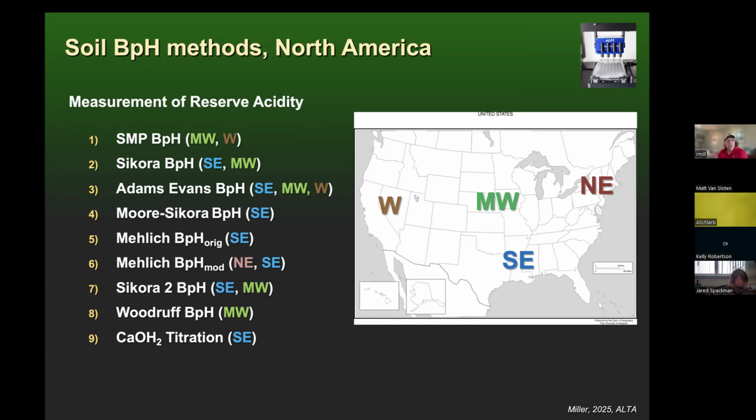We also have the Woodruff buffer, which came out of Missouri in the 1950s, and there's a modified Woodruff buffer. And then last but not least, the two newest methods out there are the Sikora 2 buffer.